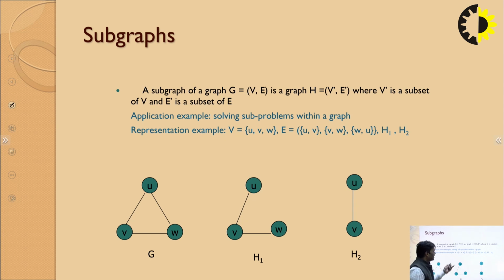Subgraph. A subgraph of a graph is one in which we take some vertices and some edges of the complete graph. G is a graph where V is the vertices and E is the edges. Then a subgraph H takes some of those vertices and edges. Here, for a graph UVW, we take UVW as a subgraph and another subgraph UV, and this is a subgraph.